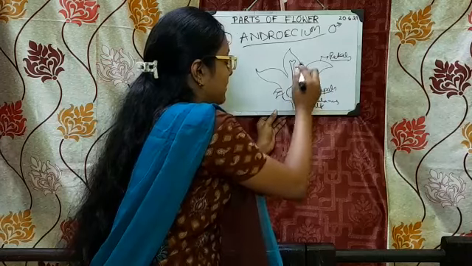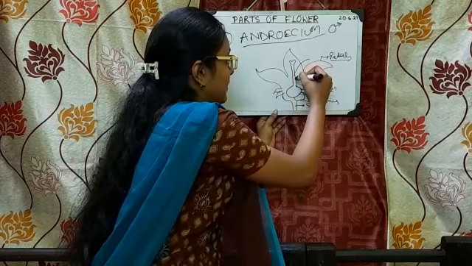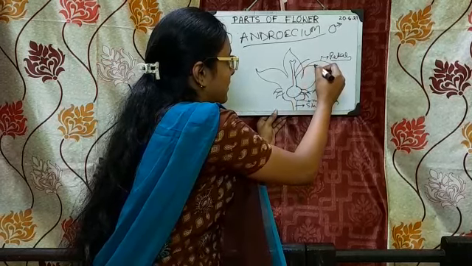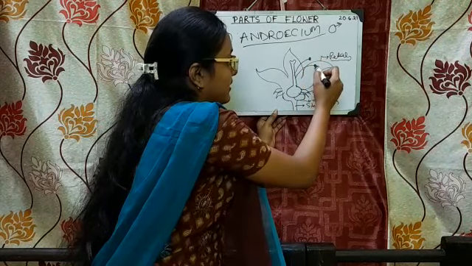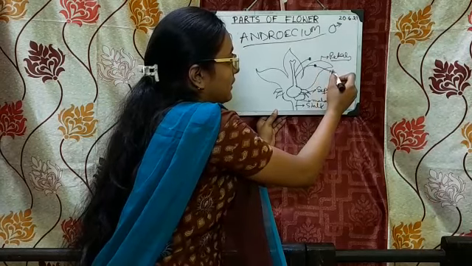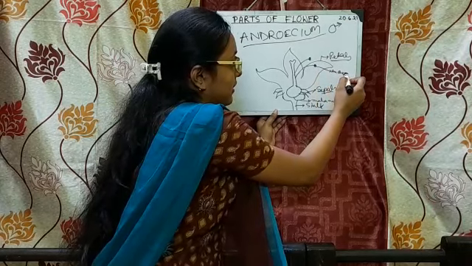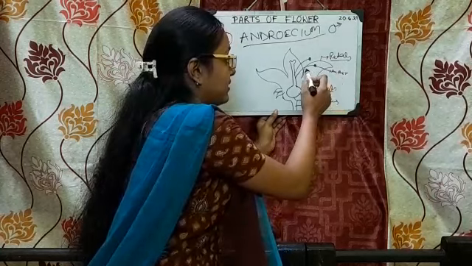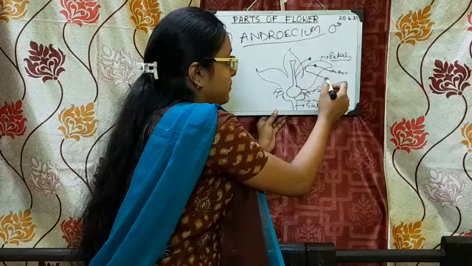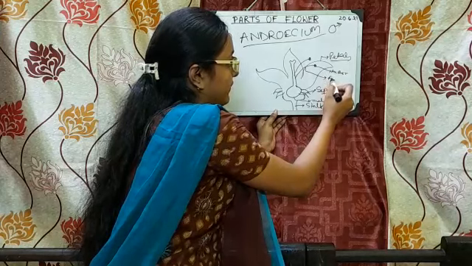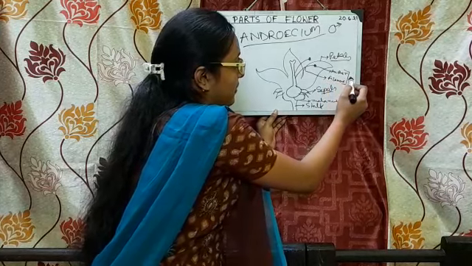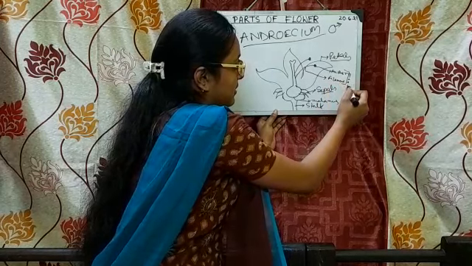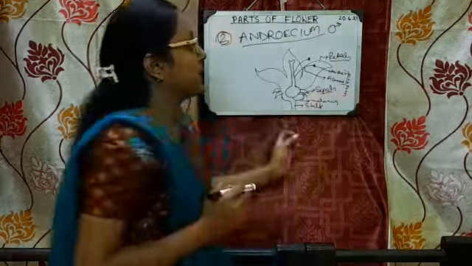Okay. Androecium looks somewhat like that. This deep portion is called anther. It contains pollen grains, and this tube-like structure is called filament, and they together form stamens.